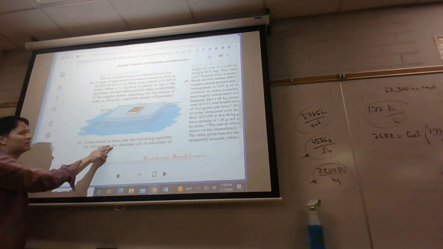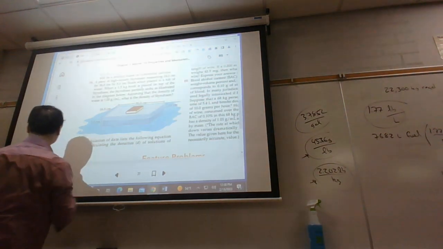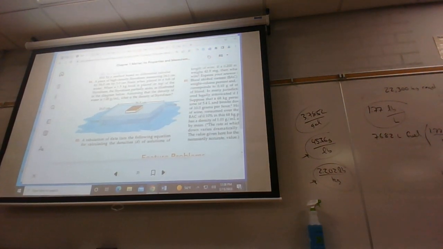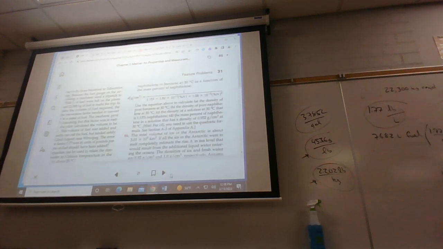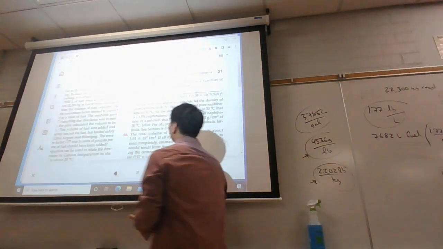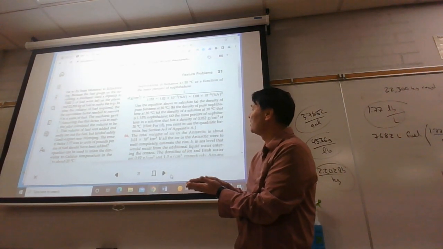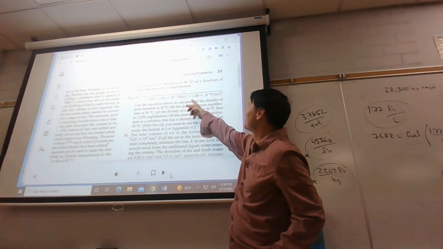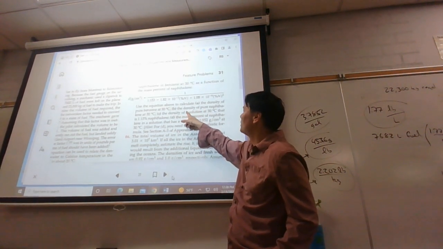85: a tabulation of data lists the following equation for calculating densities D of solutions of naphthalene and benzene as a function of mass percent of naphthalene. This is an equation that describes how the density changes in this mixture as a function of percent naphthalene, which they call percent N. Use the equation above to calculate A, the density of pure benzene.